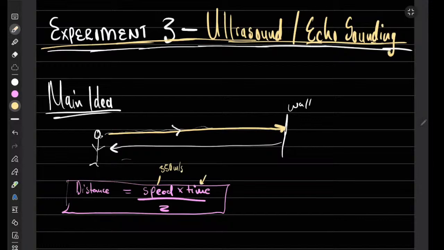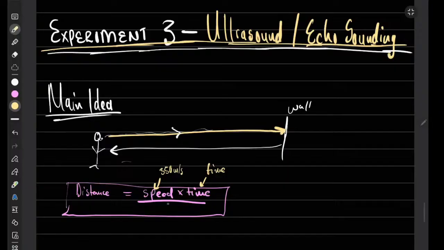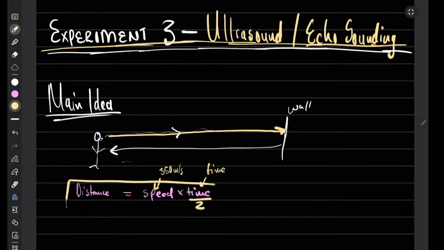Then for time, you check the time when you stopped your watch. It goes, it hits back, it comes back, and you stop your watch. So that's going to be the time. Then you divide it by 2. You could have just divided the time itself by 2, but you can still first multiply them, then divide by 2. It's speed times time over 2. That's another one you could have used. Doesn't matter.